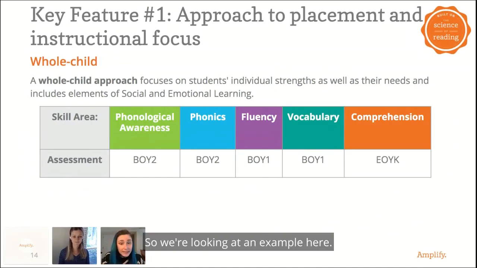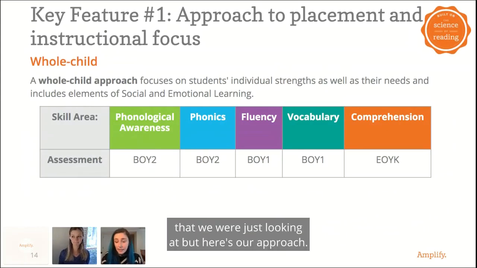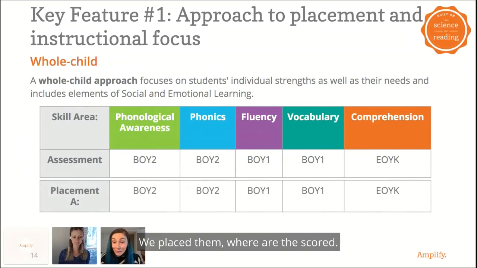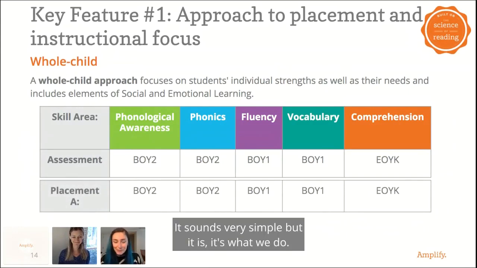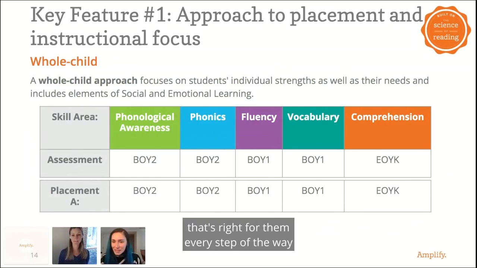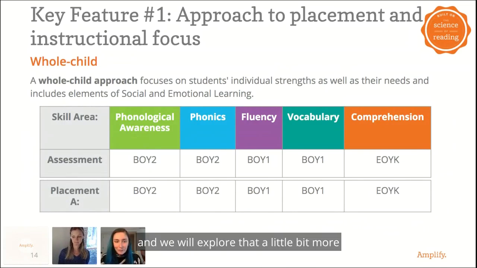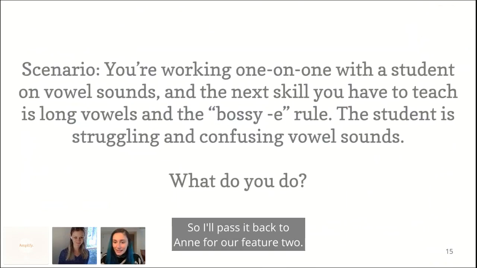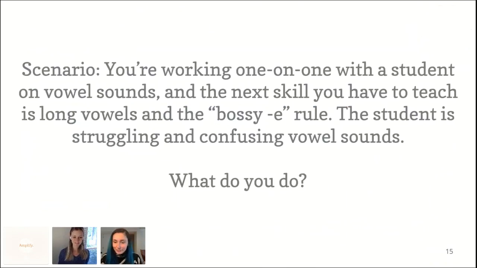So we're looking at an example here. This is the same assessment data that we were just looking at, but here's our approach. We place them where they scored. It sounds very simple, but it is. That's what we do. And so we make sure that they are getting the content that's right for them every step of the way, and we will explore that a little bit more in another key feature. So I'll pass it back to Anne for feature two.